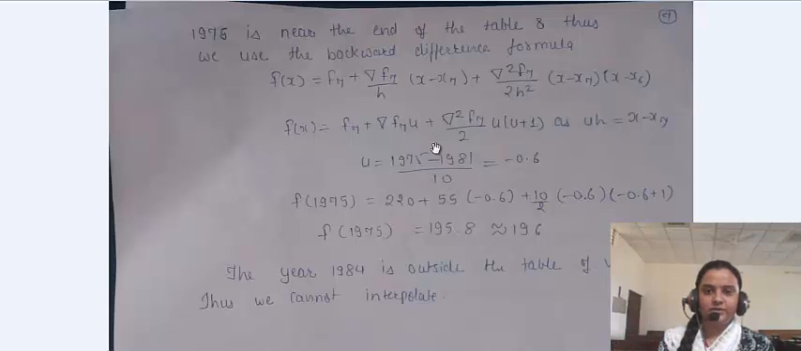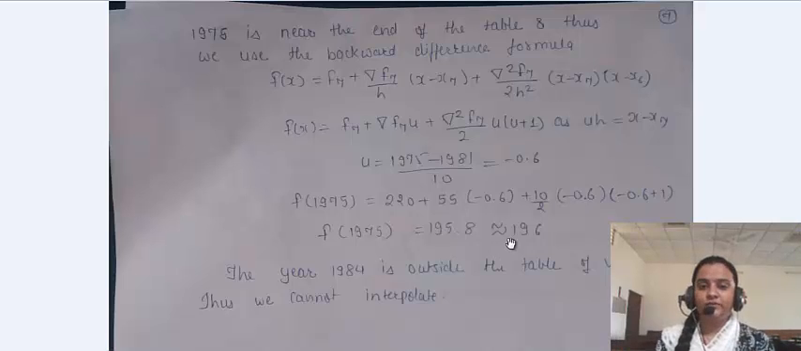We have got u from this equation. Now putting all the values in this equation, we get f of 1975 is equal to 220, that is f7, plus 55 into minus 0.6 plus 10 by 2 minus 0.6 into minus 0.6 plus 1. So f of 1975 is equal to 195.8, which is equivalent to 196.